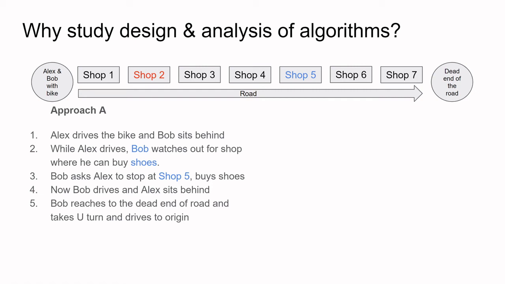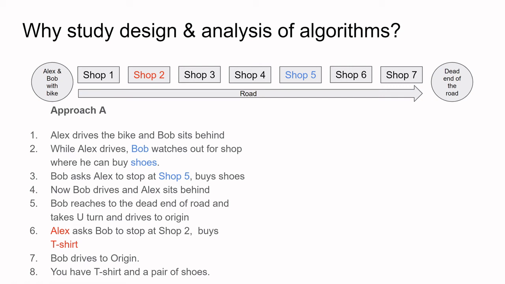origin. And in this process of reaching the origin, Alex keeps watch from shop 7, shop 6, 5, and so on till he reaches shop 2 on their journey towards the origin. The moment they reach shop 2, Alex asks Bob to stop at shop 2 and buys a T-shirt. And Bob drives to the origin and you end up with a T-shirt and a pair of shoes.